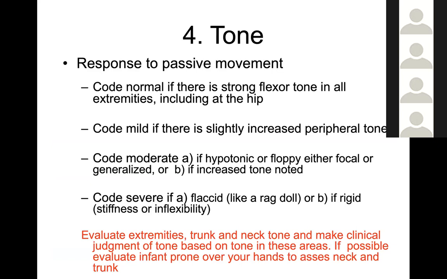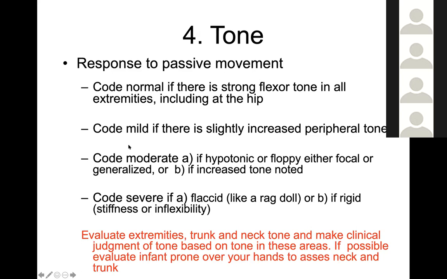Again, you just need to get used to the normal tone of your babies that you would already have during your baby checks. In mild encephalopathy, often you see a slight increase in the peripheral tone. But if the baby has moderate encephalopathy, typically what we see is low tone, generalized hypotonia. Occasionally, we may see an increased tone. But if the encephalopathy is severe, often you have a completely flaccid baby, or very rarely a rigid baby.